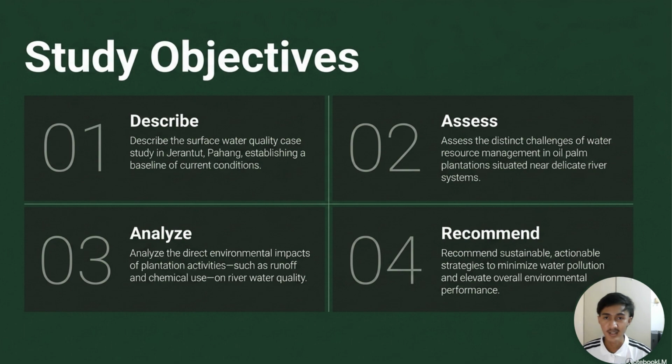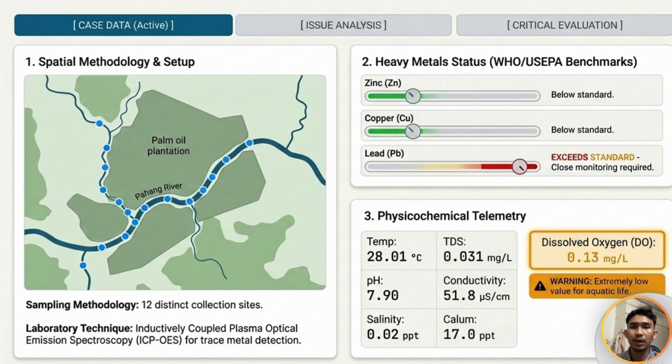And lastly, the fourth objective is to recommend sustainable management strategies that can help minimize water pollution and improve the overall environment performance of oil palm plantation. Let's begin with the case data and the water quality assessment. This slide summarizes the study area, sampling procedure, and the main water quality findings.